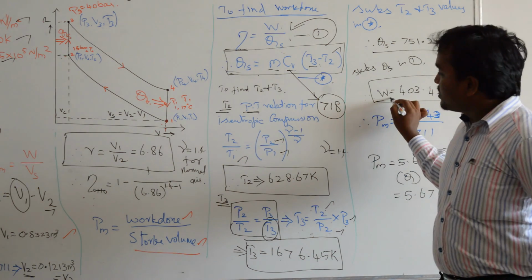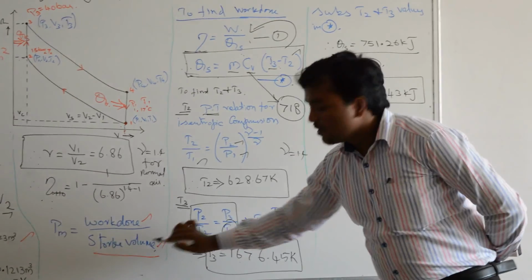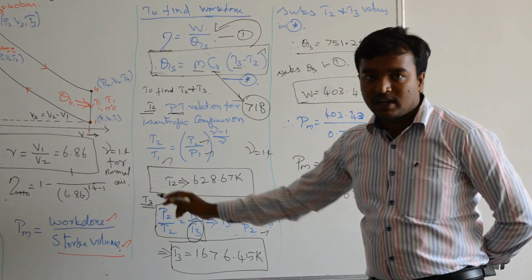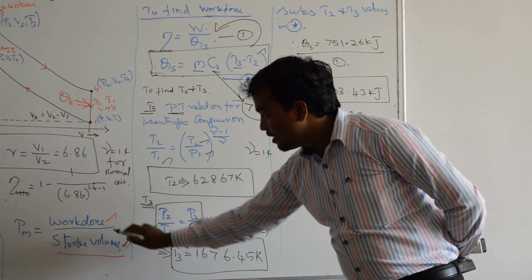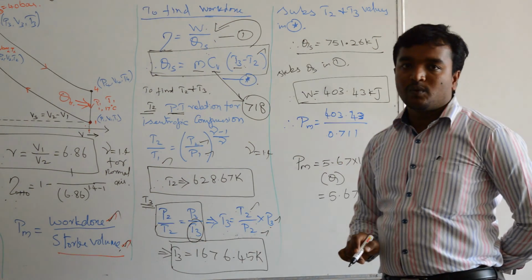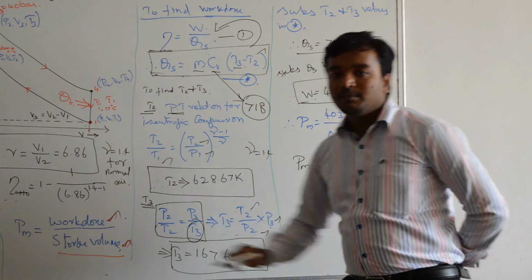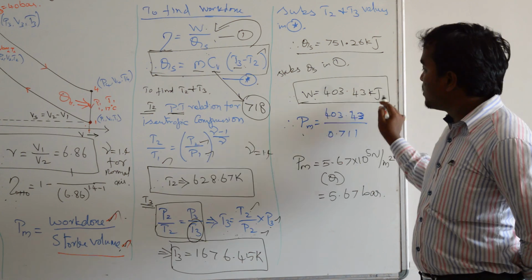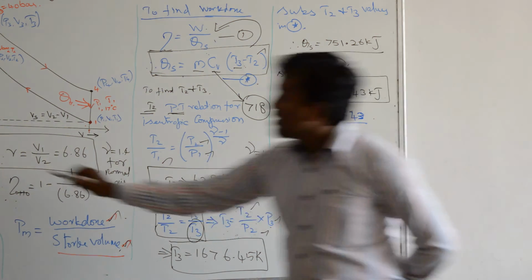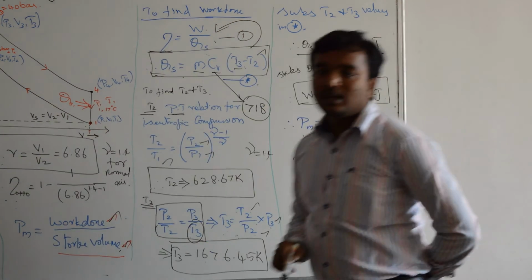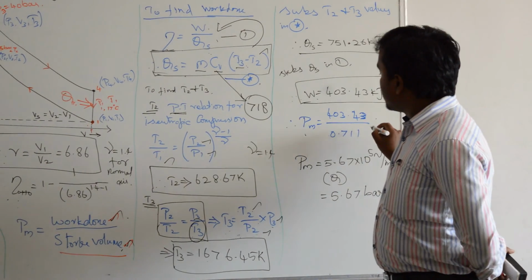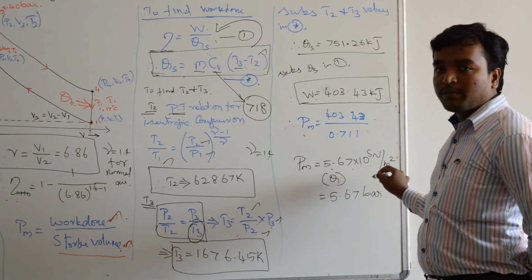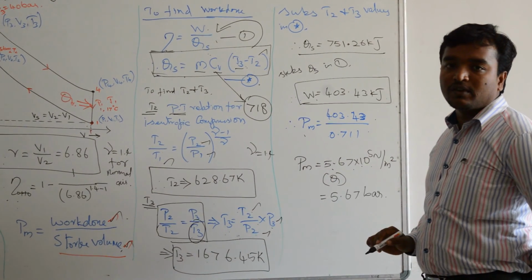So substitute this work done value in the mean effective pressure formula. Mean effective pressure has work done and stroke volume. Already we know the stroke volume, and now we have found the work done. Substitute both values in the mean effective pressure. So PM is equal to work done 403.43 kilojoule divided by stroke volume, which is given as 0.711. So we find the mean effective pressure 5.67 into 10 power 5 Newton per meter square, or 5.67 bar.